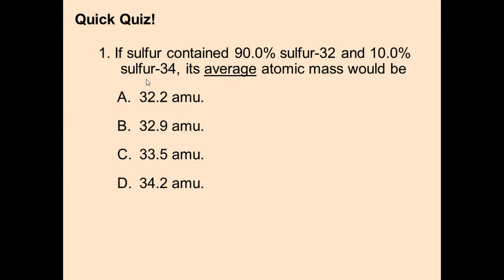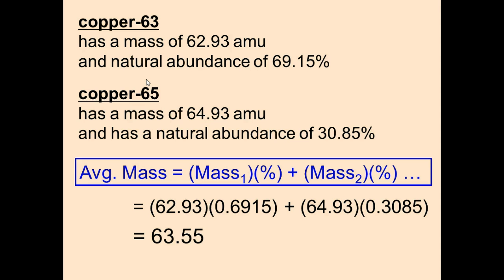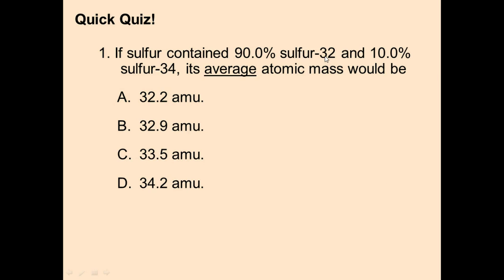So we go back to the formula, and you have to multiply the percentage times the corresponding mass, plus mass 2 times its percentage. If sulfur contained 90% 32, so 32 times 0.9 plus 34 times 0.1, and if you do that in the calculator, you'll get A.